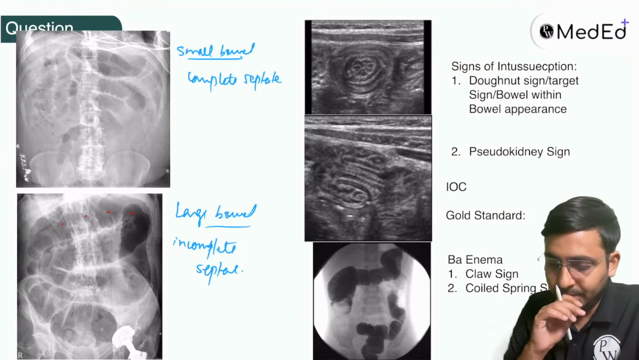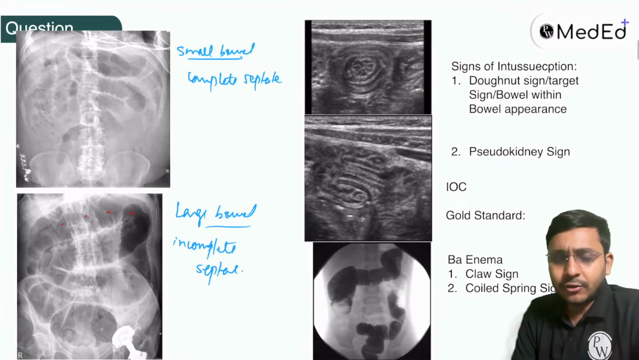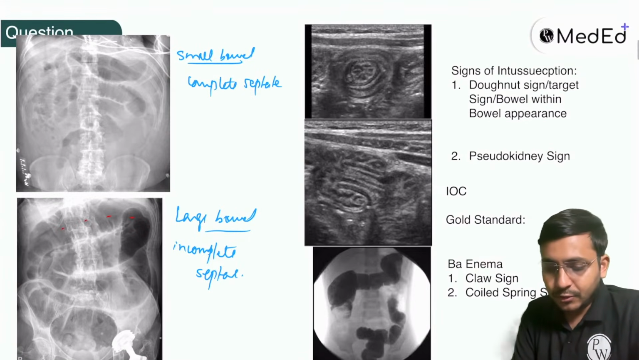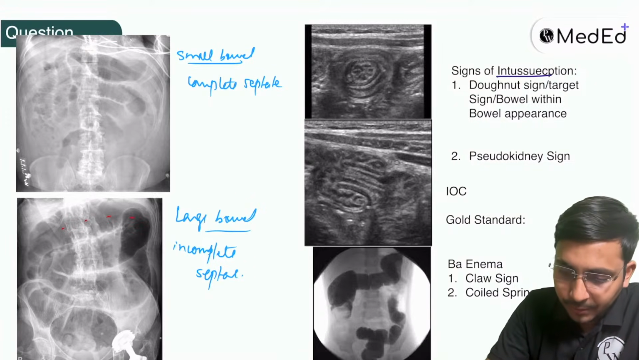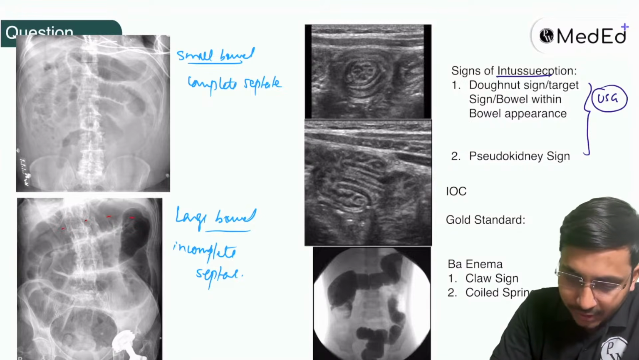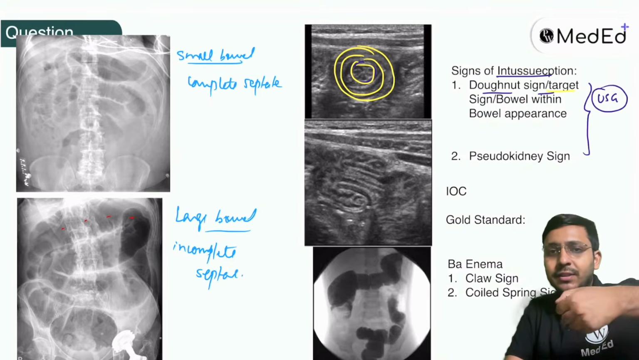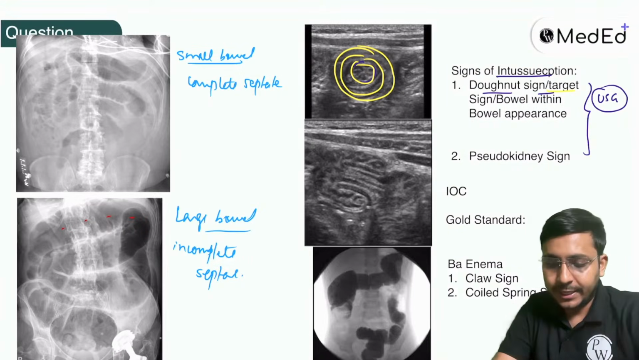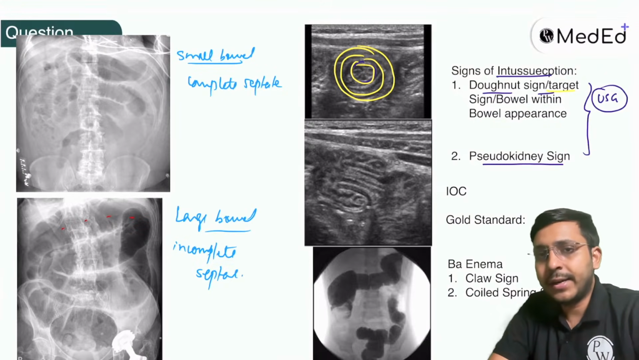Now cause of small bowel obstruction in neonates and infants, not neonates, and infants is intussusception. So quickly, we'll read about signs of intussusception. So on ultrasound, we have two important signs. Number one is donut sign, in which you get a bowel within bowel appearance. This is also known as a target sign or a donut sign. And if you just change the orientation of the probe, then you get this pseudo kidney sign. Now, both of these signs are seen on ultrasound in intussusception.